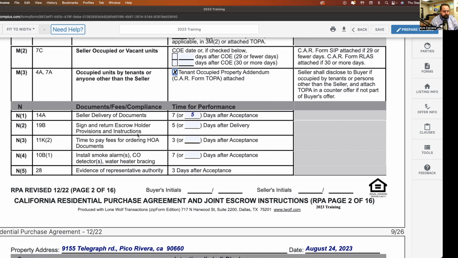Okay, so that's what that's for. No need to change that. Time to pay fees for ordinary HOA documents, no reason to change that. Okay. They install the smoke alarms, carbon monoxide detectors, water heater bracing, all that stuff.